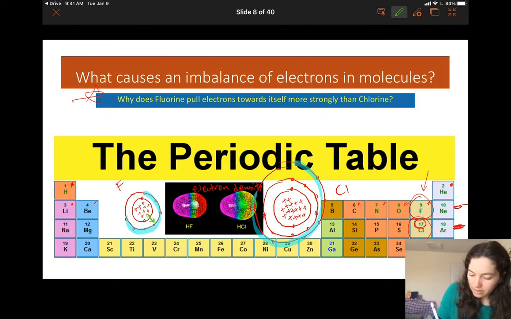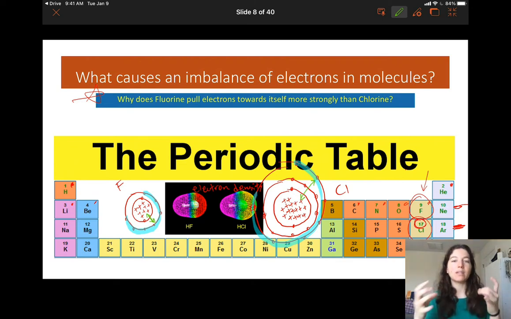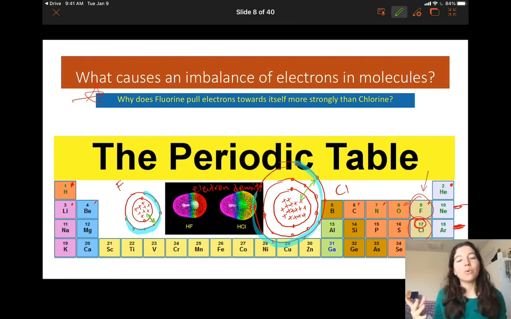So here, this is our distance. It's bigger in the chlorine. It's much smaller in the fluorine because of these electron shells. And so what's happening is because the fluorine has a positive and a negative charge and they can get really close to each other, it actually pulls a lot stronger.